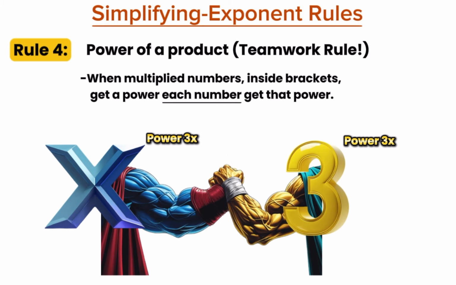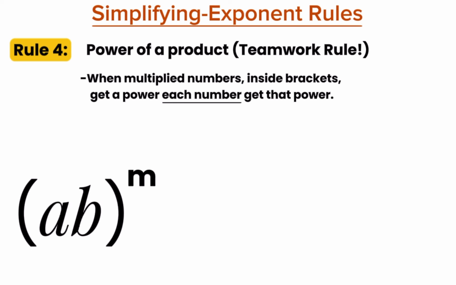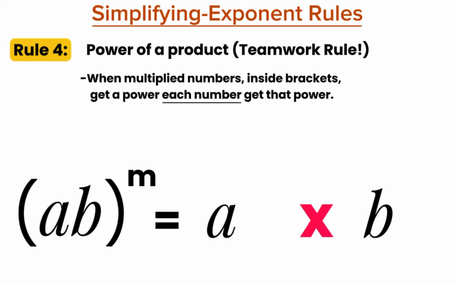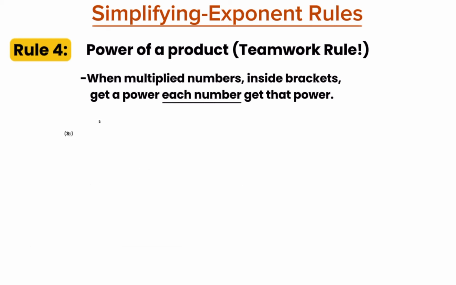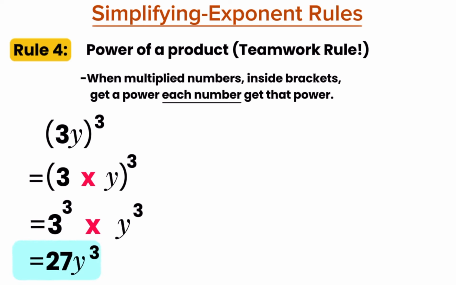The formula for Rule 4 is a times b to the power of m is equal to a to the power of m times b to the power of m. With the expression 3y to the power of 3, what it means is 3 times y to the power of 3. Therefore, both the number 3 and the letter y are to the power of 3, meaning the answer is 27 times y to the power of 3.